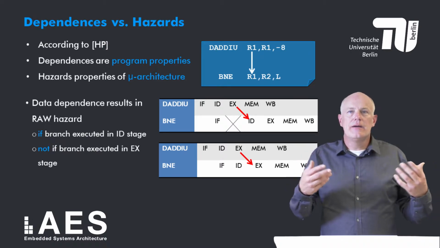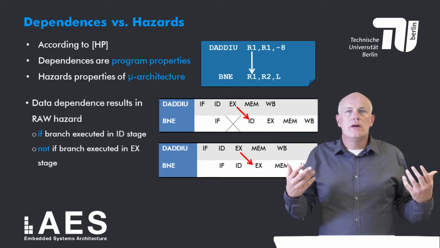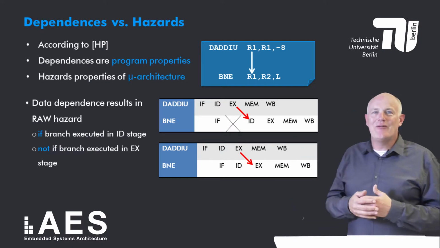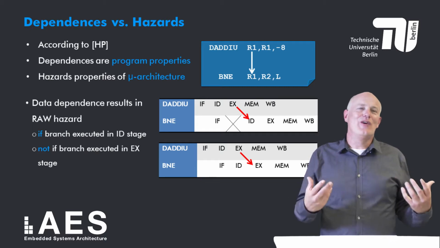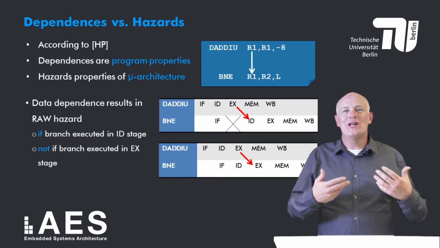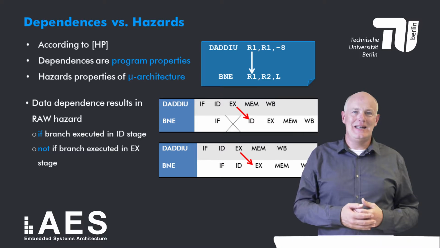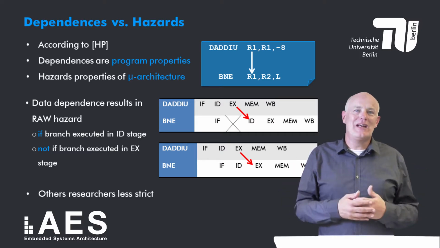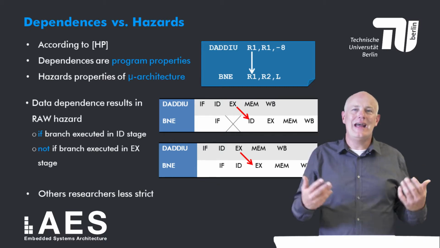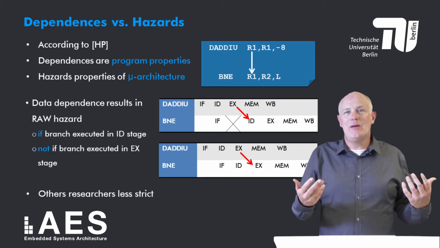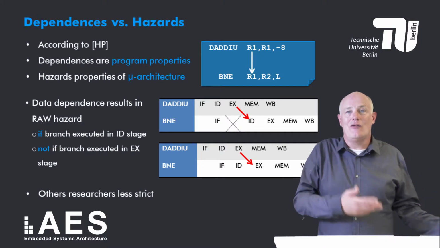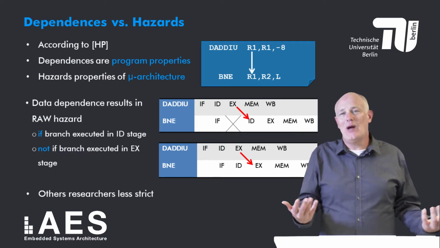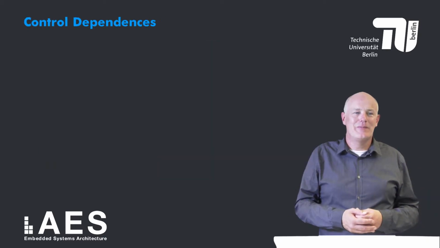In this case, no stall cycle is needed and no RAW hazard occurs, as this pipeline diagram illustrates. The result of the add immediate can be forwarded to the branch and no stall cycle is needed. Finally, I remark that other researchers are less strict about the difference between dependencies and hazards. So you might read scientific papers where the authors write that there is a RAW hazard between two instructions, whereas Hennessy and Patterson would say there is no hazard but a data dependence.